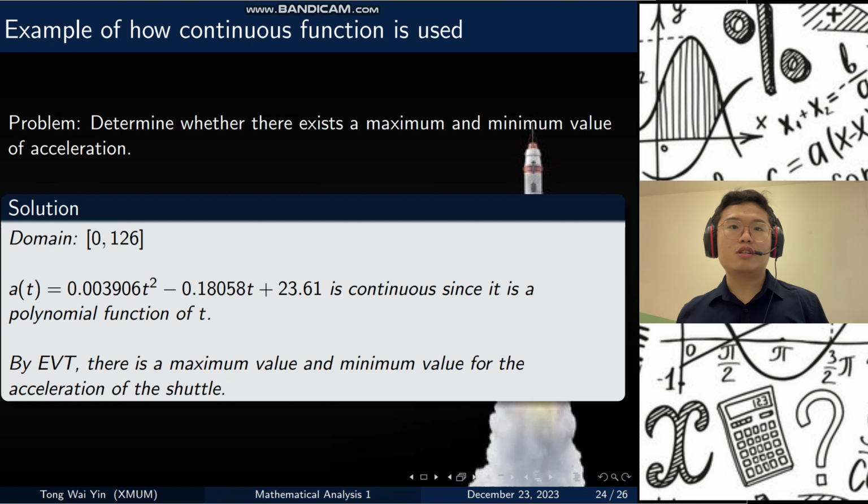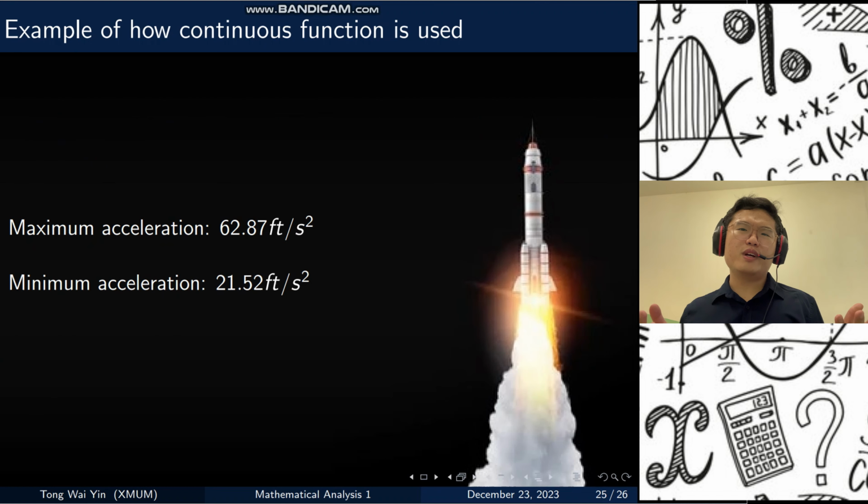Therefore, by the extreme value theorem, the aerospace engineers can conclude that there is a maximum value and a minimum value for the acceleration of the shuttle. And after some calculation using calculus, they find that the maximum acceleration is about 72.87 feet per second squared, and the minimum acceleration is about 21.52 feet per second squared. In short, the concept of continuous functions is very vital in this astronautic situation because by determining that the acceleration function is continuous, the aerospace engineers at NASA are able to use an easy approach, the extreme value theorem, to ensure the existence of maximum and minimum acceleration values of the shuttle.